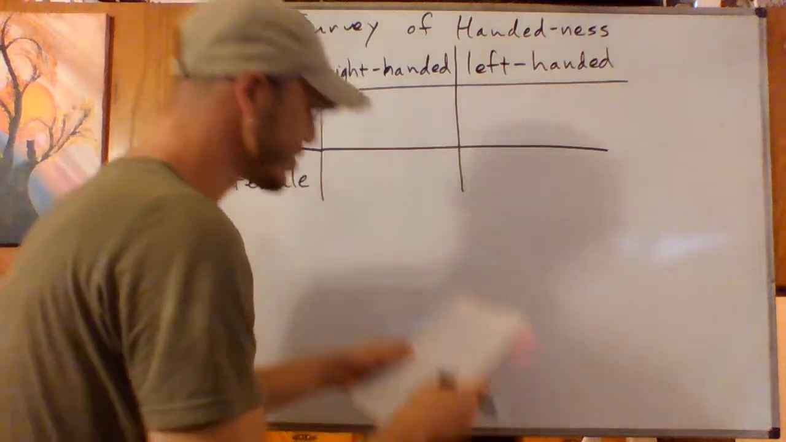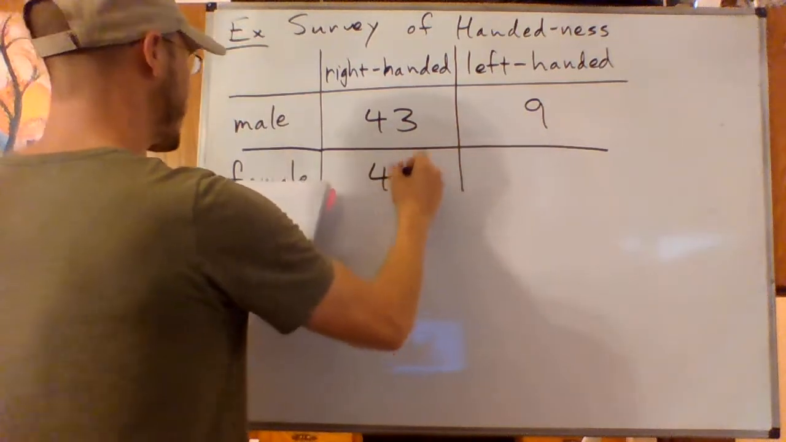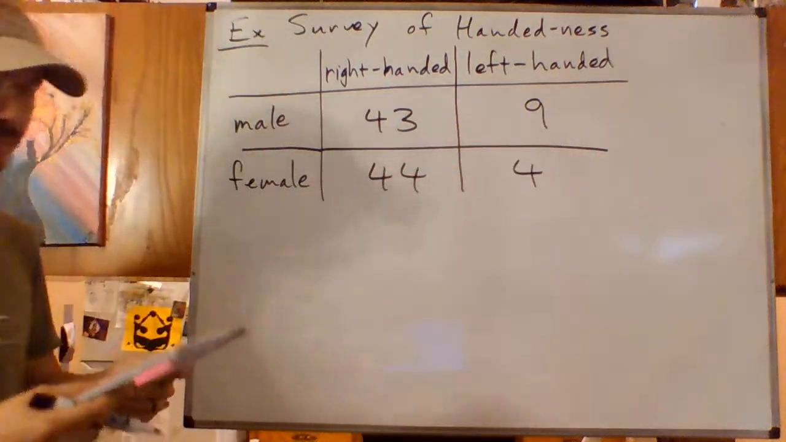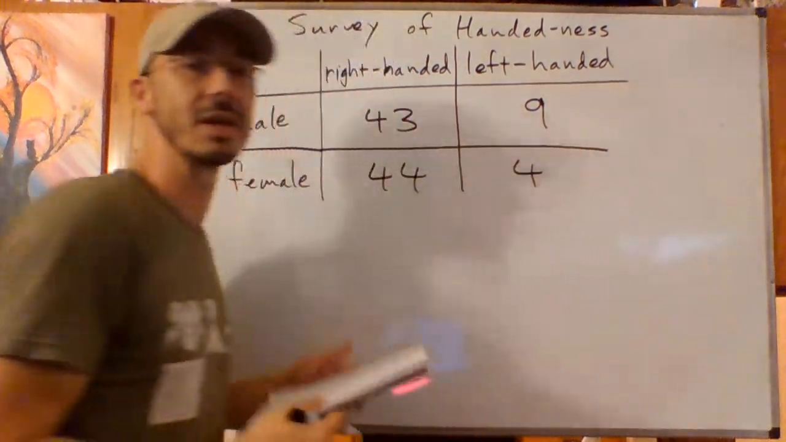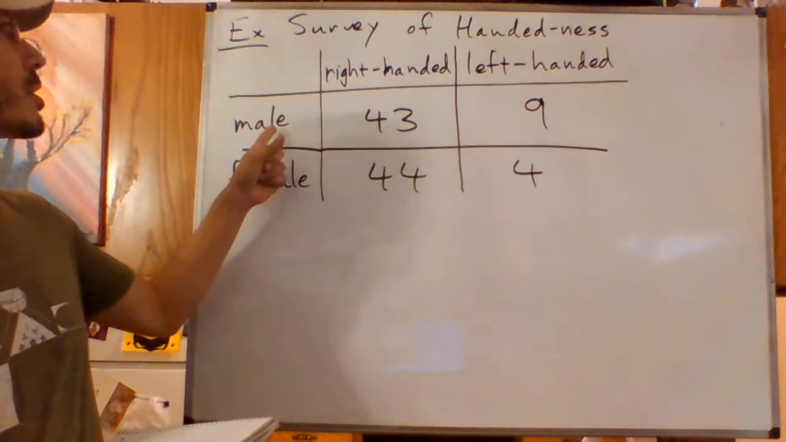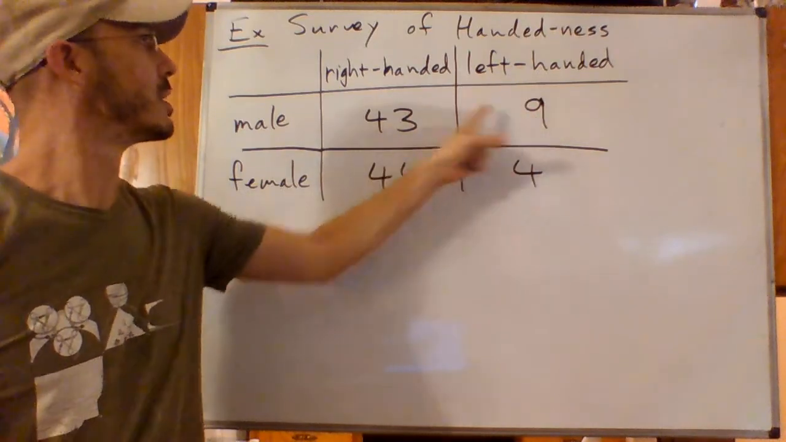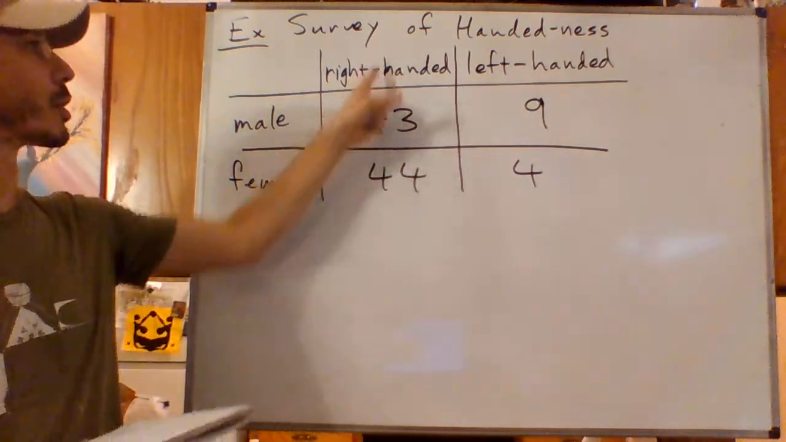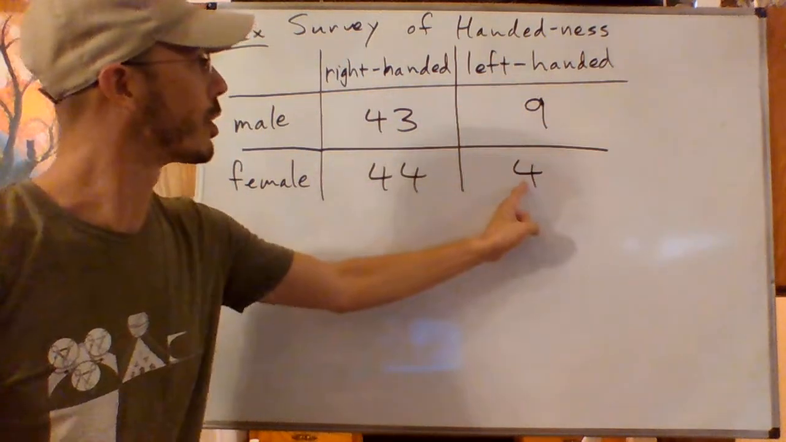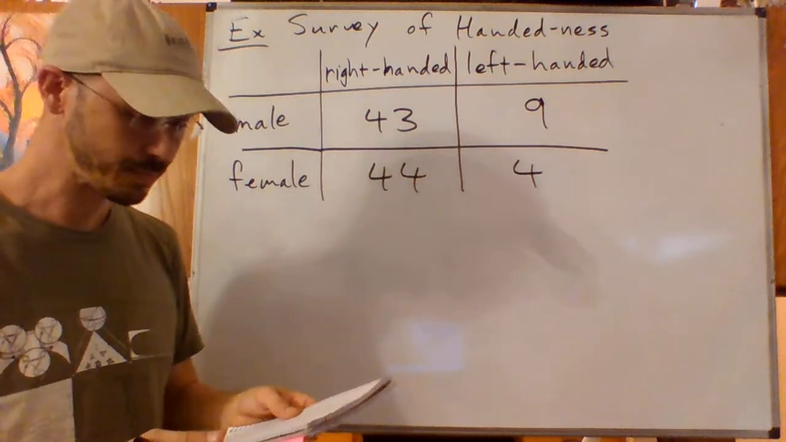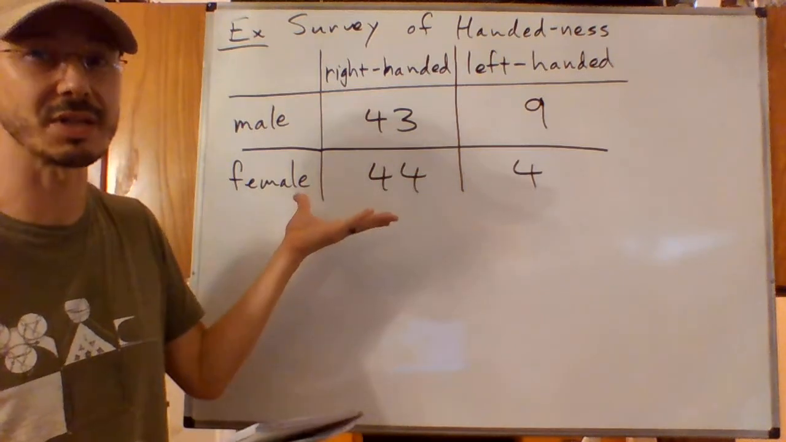And in the survey, here's the data: 43, 9, 44, and 4. And I think that's a much better way to have it than a list or a verbal description. Having it in a table like this, I can see there are 43 right-handed males. There are 9 left-handed males, 44 right-handed females, and 4 left-handed females. I do want to do something further with this table, but this is what's given.